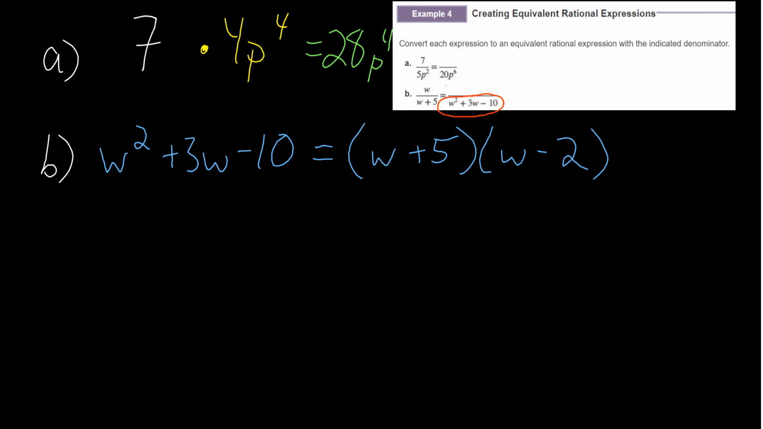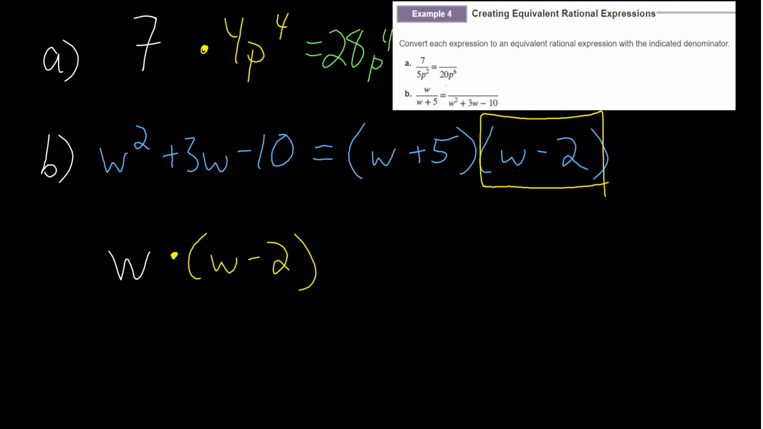Well, B again is we're trying to get from w plus 5 to w squared plus 3w minus 10. How do I get there? It looks like I need to multiply by w minus 2. So if I multiply the denominator by w minus 2, then I must multiply the numerator by w minus 2. So w, following along the same color path I did in my numerator, times w minus 2.